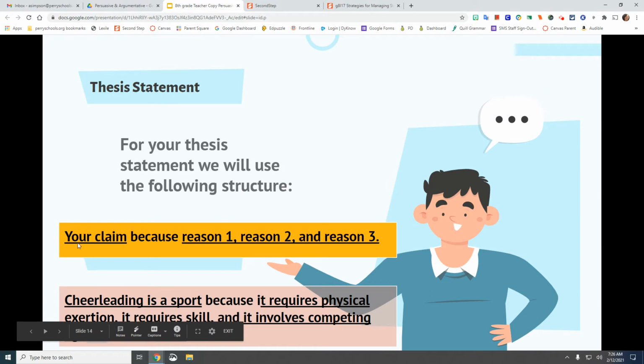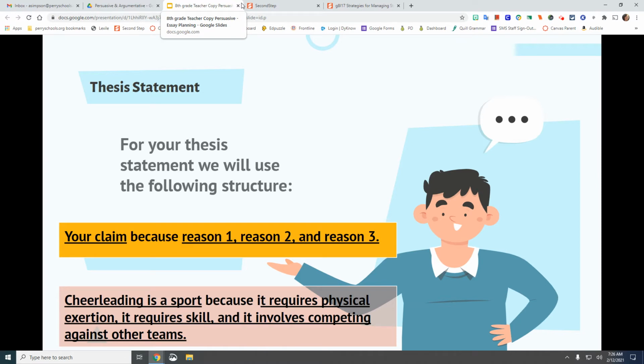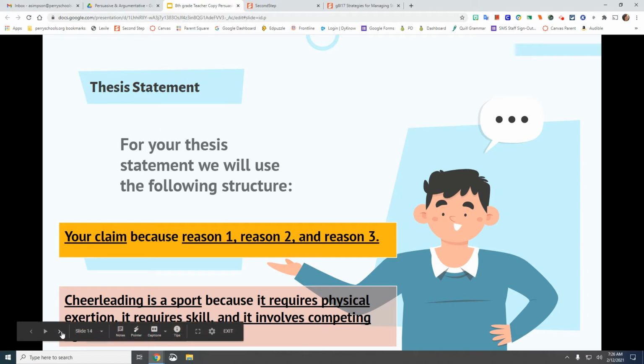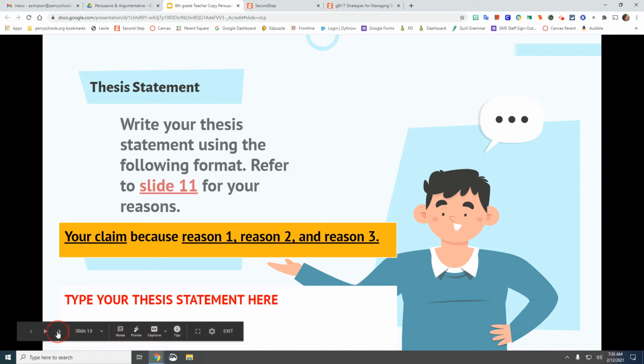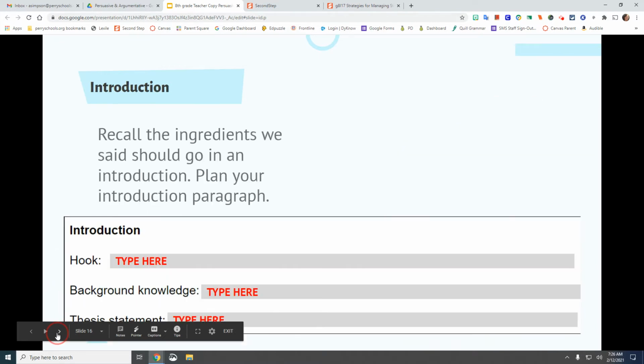You've already done this work. The thesis is just your claim because reason 1, reason 2, and reason 3. For example, cheerleading is a sport because it requires physical exertion, reason 1. It requires skill, reason 2. And it involves competing against other teams, reason 3. You should just have to take what you already have from your other planning slides and type it in here. That's all you're doing. Okay. Remember, refer to slide 11. This is a slide you type your thesis on.